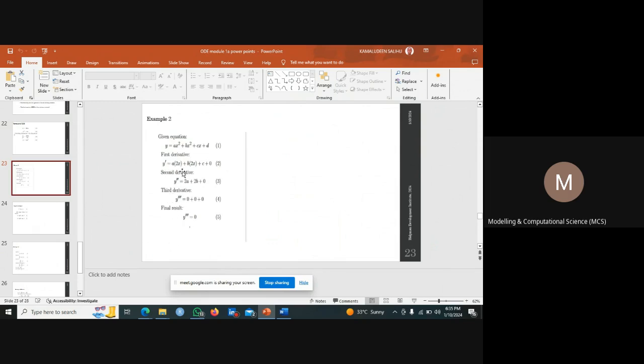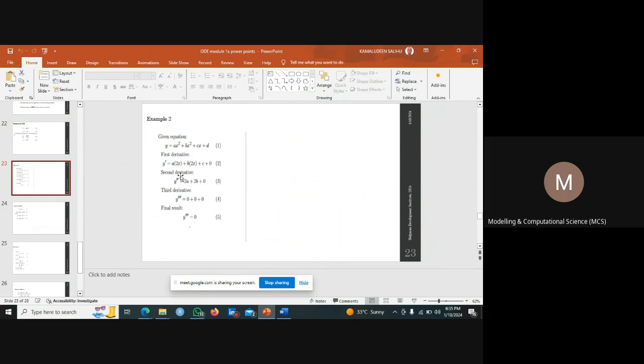So the first derivative gives this. When you differentiate with respect to x, you have 3x squared. With respect to x here also, you have your 2x. With respect to x here, you have nothing. And the constant will give us 0. Then the y prime prime, the second derivative.